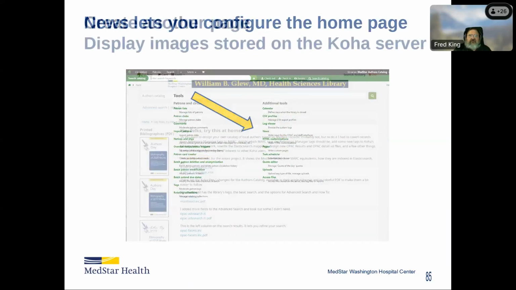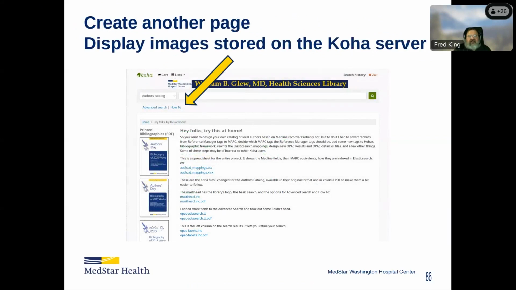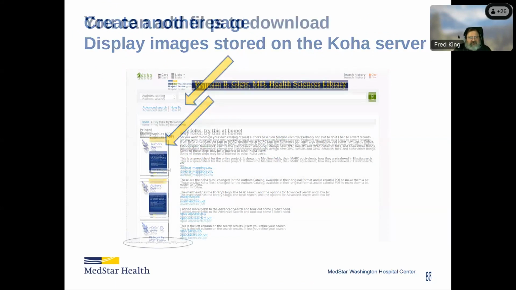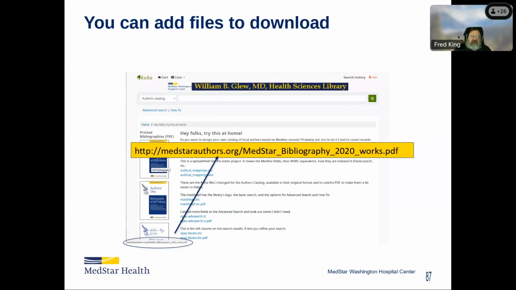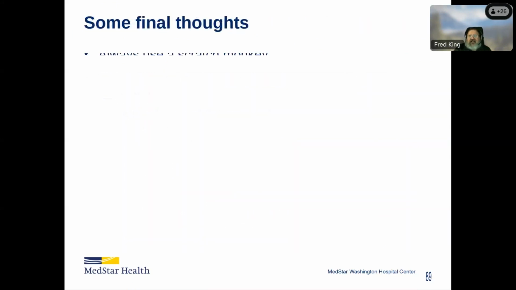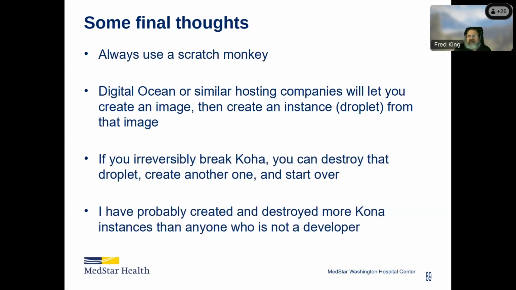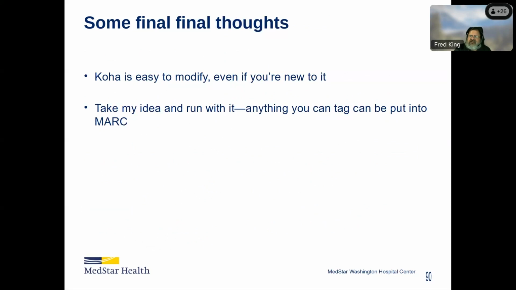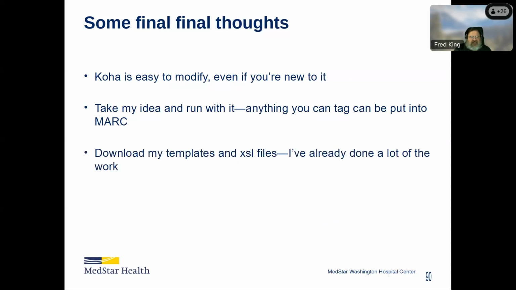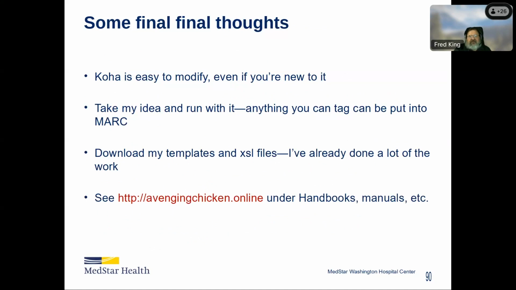The news screen will let you configure the home page. I added a how-to page. You can add files and pictures of files. You can put the picture right on the screen and download it, tag to a PDF of the bibliography. And yeah, use a scratch monkey. I probably destroyed more instances of Koha than pretty much anyone else who's not a developer. And just go to avengingchicken.online.